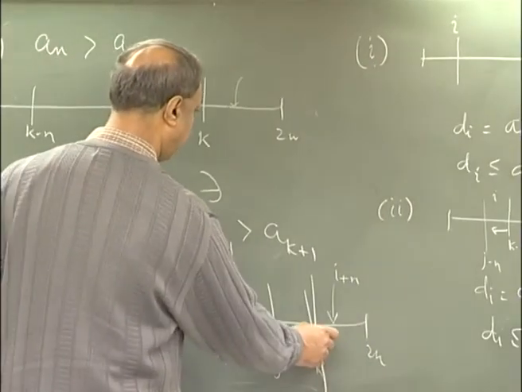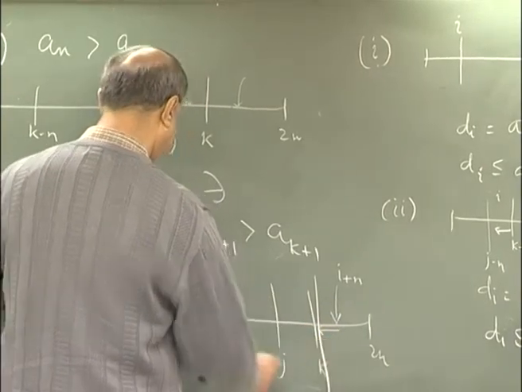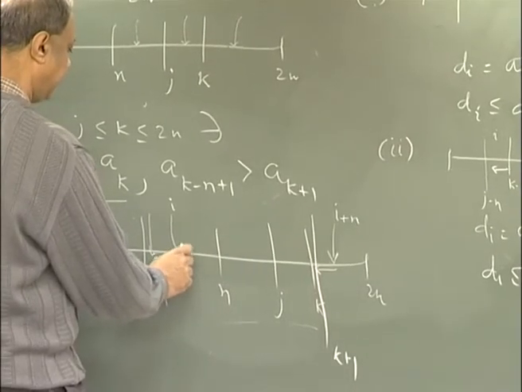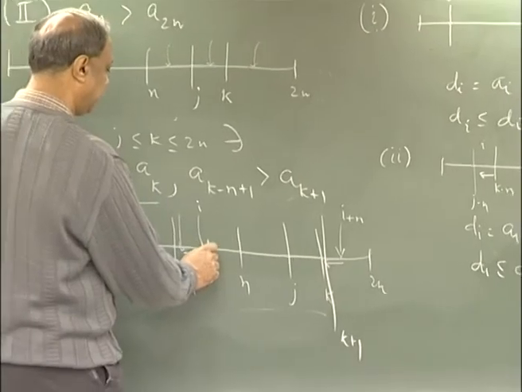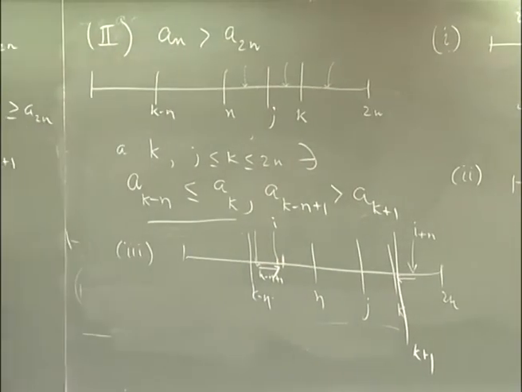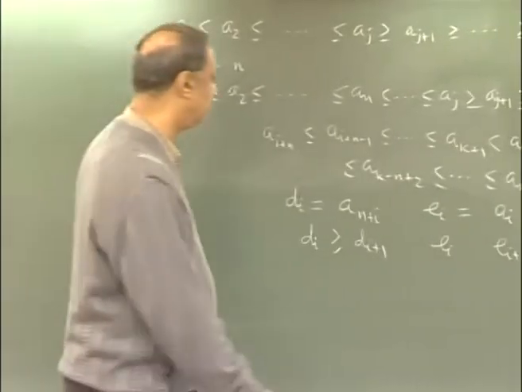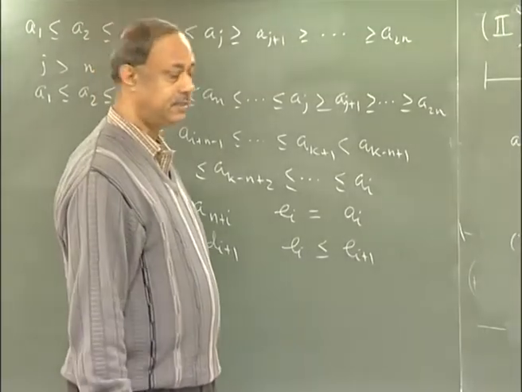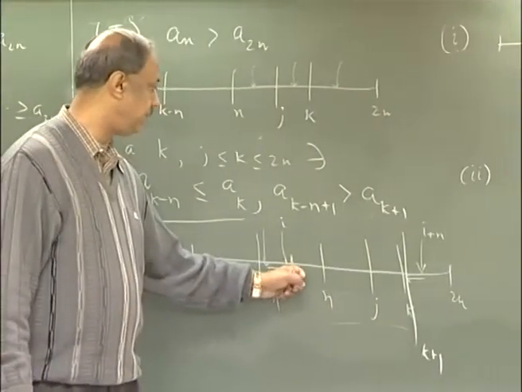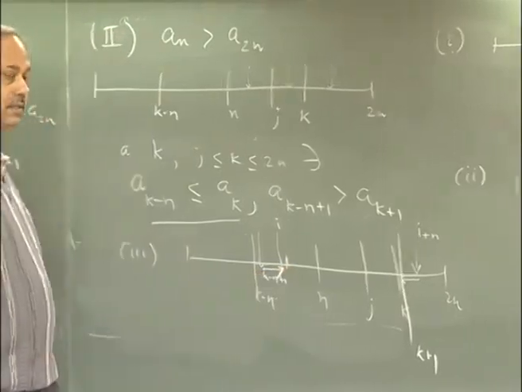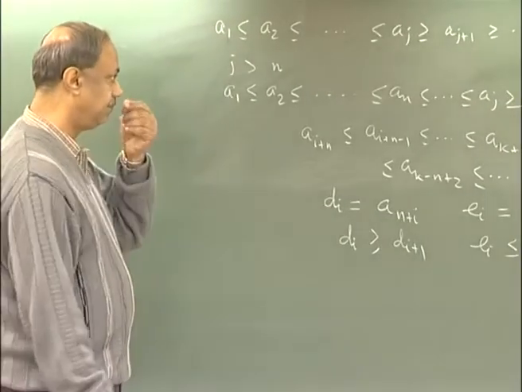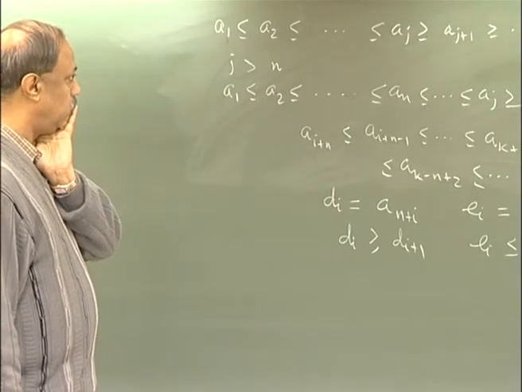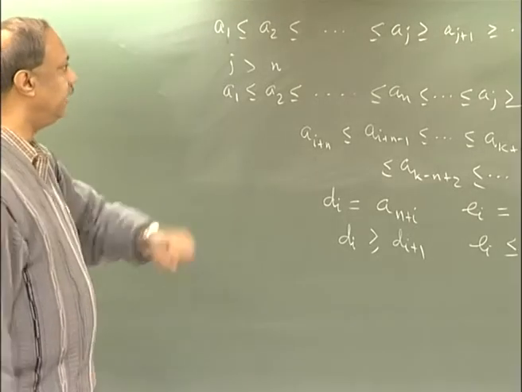See, ei is coming this side, right? Ei is this one, ei plus 1 is this. So, ei is... isn't it? This is ei. This is ei plus 1. So if I combine all these, what do I get?